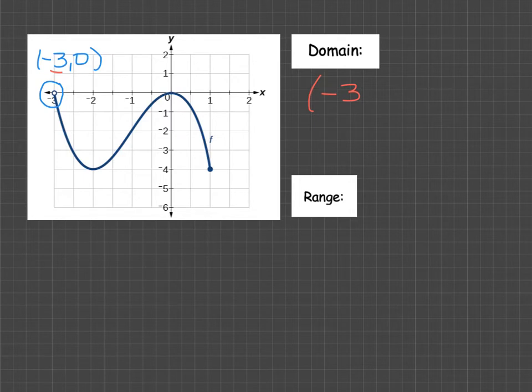And then the largest value of x comes from the point that is furthest to the right, which is the point (1, -4).